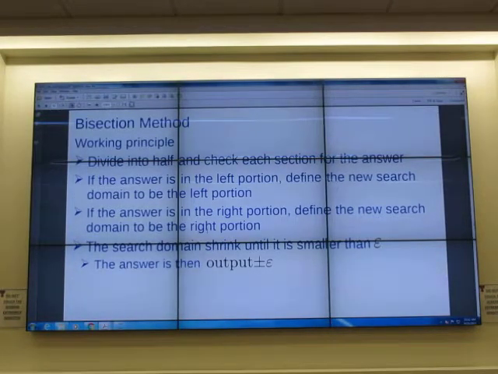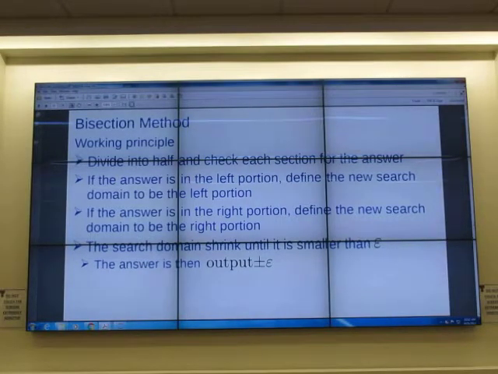Next, let's talk about the bisection method. Who has never used it before? Hasib? Have you used the bisection method before? Why didn't you raise your hand? Okay, you raise your hand. Who else has never used bisection?